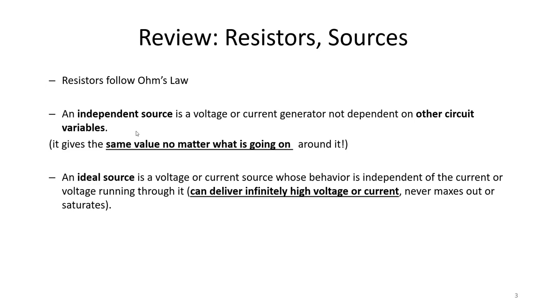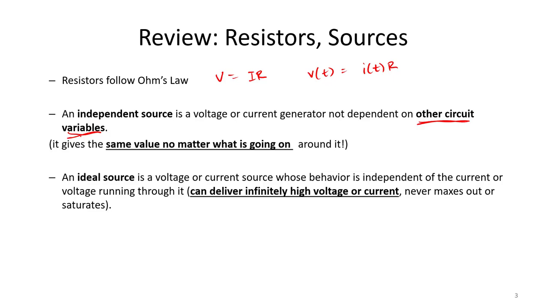First, just a quick review from last time. In our previous video, we covered how resistors follow Ohm's law, V equals IR. Or if we are time dependent, we have I of t and V of t. We also learned that an independent source is a voltage or current generator which does not depend on any other circuit variables. So independent sources give us the same value no matter what's happening elsewhere in the circuit.